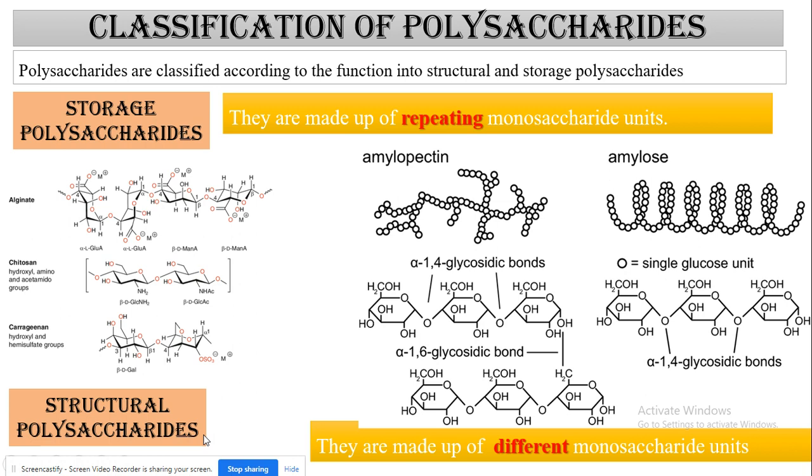Structural polysaccharides are made of repeating or different units of monosaccharide. An example is alginate, which is found in wood. It contains alpha L guluronic acid and beta D mannuronic acid. So we have different monosaccharides attached together by glycosidic linkage.